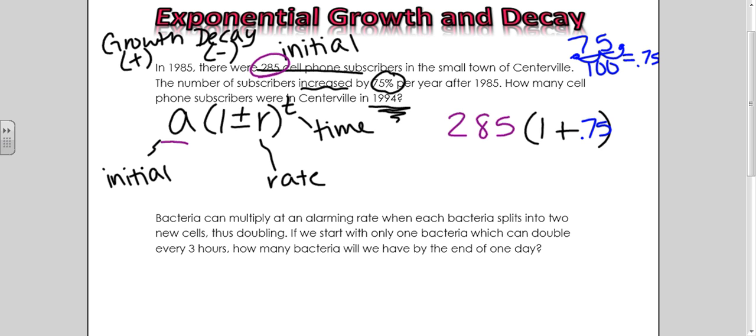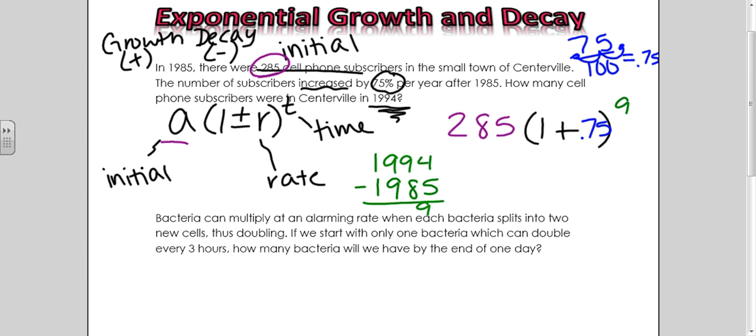And then you raise it to T, which is time. But there's a problem. This is in years. It doesn't tell me how many years have passed. We've got to figure that out. So we take the year we're trying to look for, which is 1994, and we subtract the year that started, which is 1985, and we get 9 years has passed. So our time, our T, is 9.